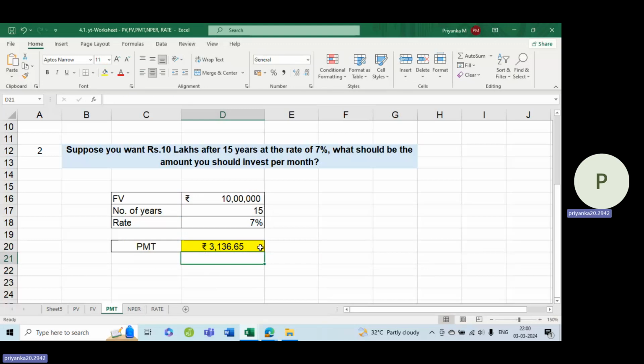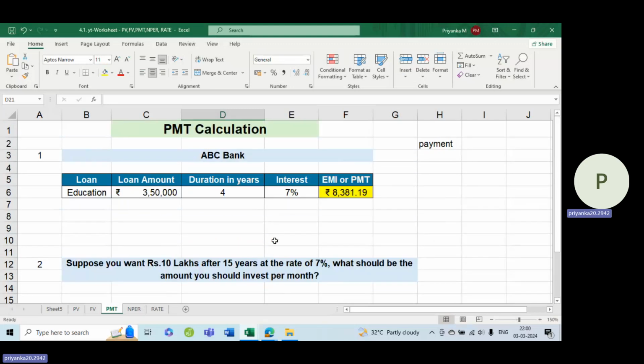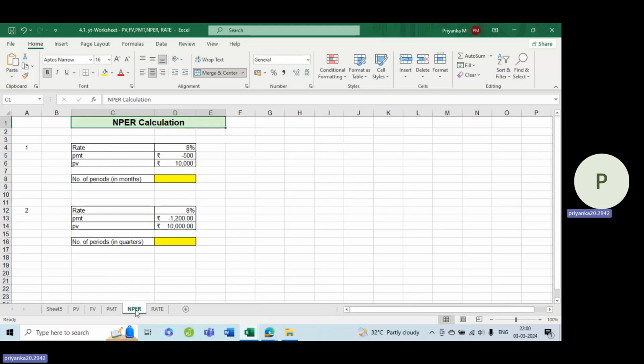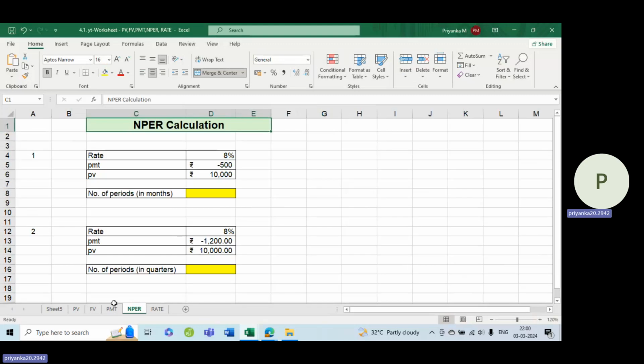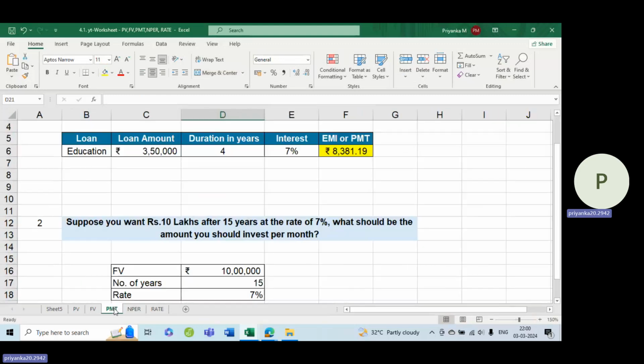So 136 rupees you have to invest. Now let us move on to the next topic, which is number of periods calculation, number of years calculation, or number of quarters calculation, or number of months calculation.